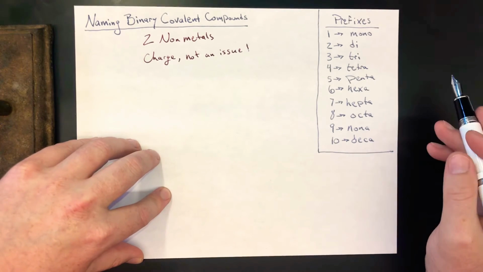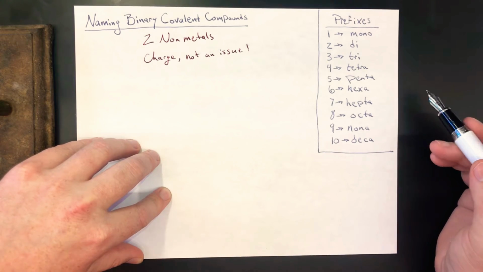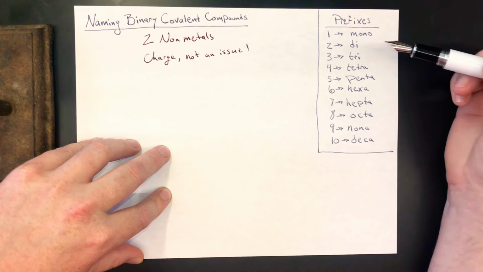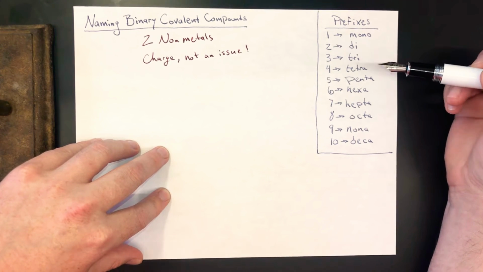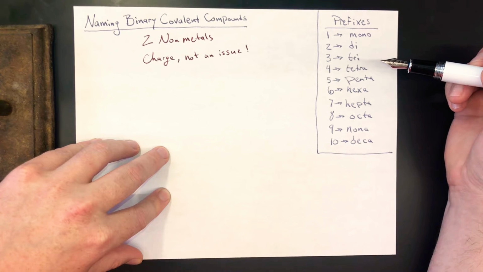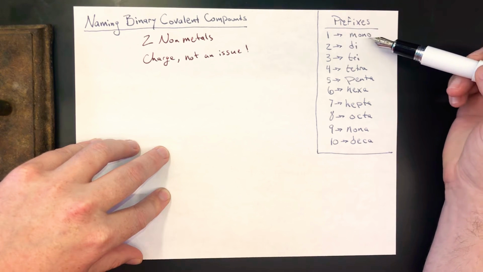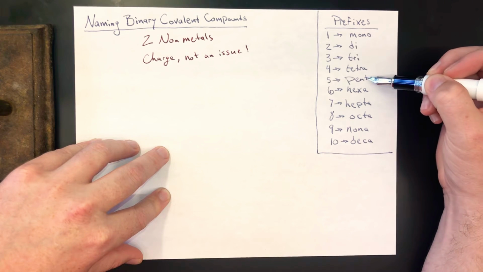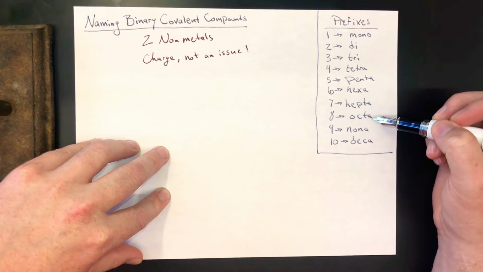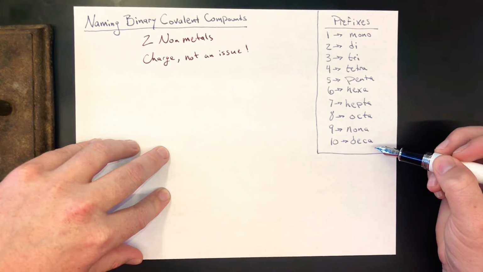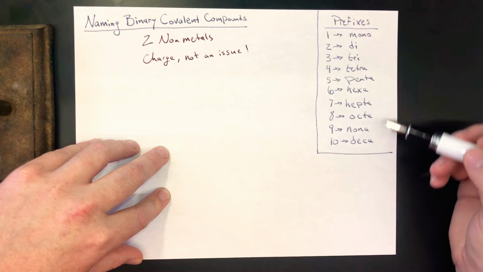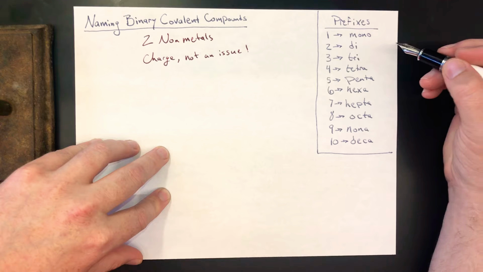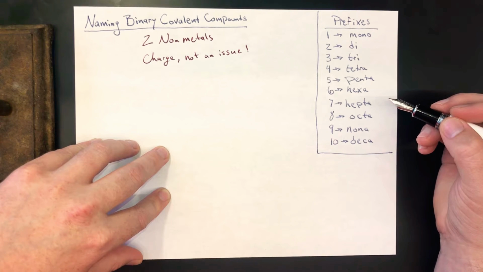We do need a way to identify how many of each element we're going to be using, and that's where these prefixes come in. We're going to use these prefixes to literally just count and say how many of each atom we have in our binary compound. So we have mono for 1, di for 2, tri for 3, tetra, penta, hexa, hepta, octa, nona, and deca. Make sure you're starting to memorize these.